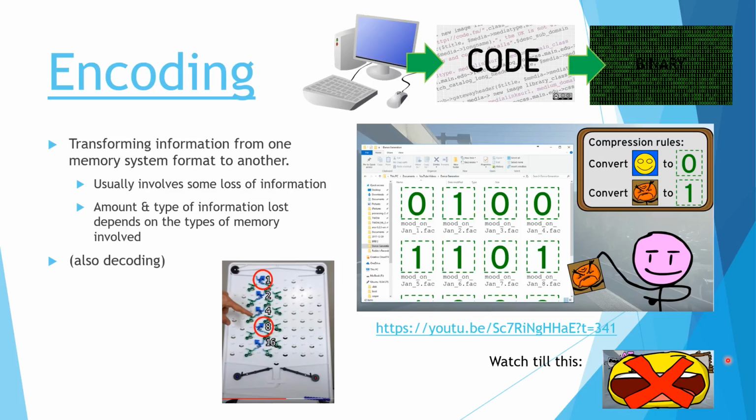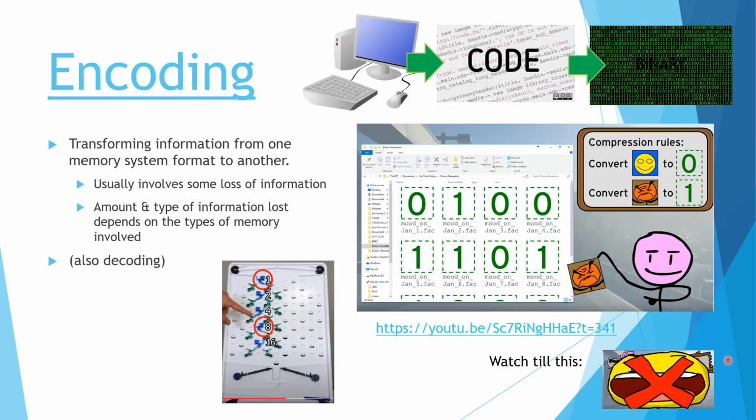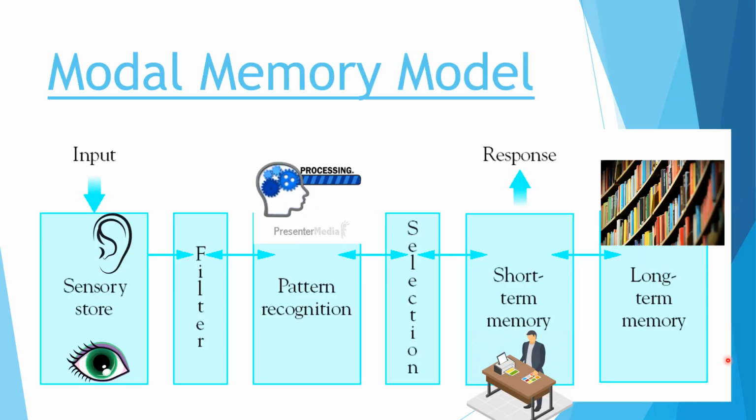Let's move on. If this is too much information for you, we can move on with this. Memory is holding information on that we can use later. Encoding is transforming information from one system to another for different purposes. Let's take a look at the modal memory model.